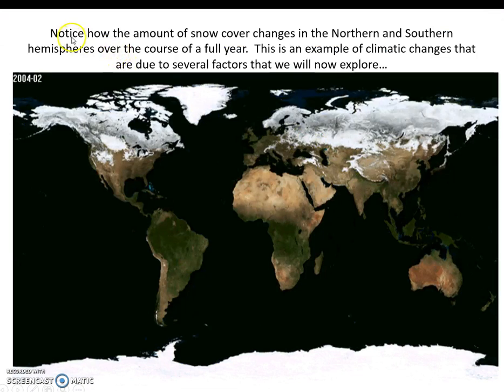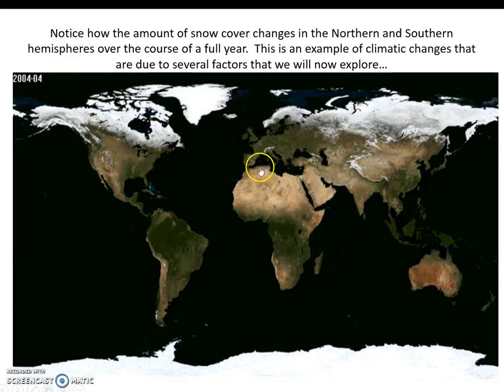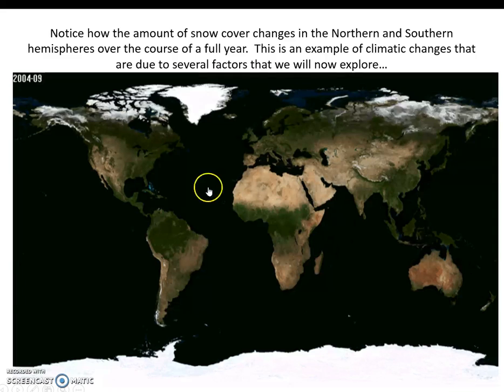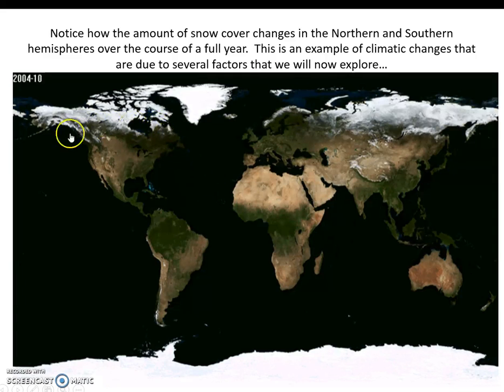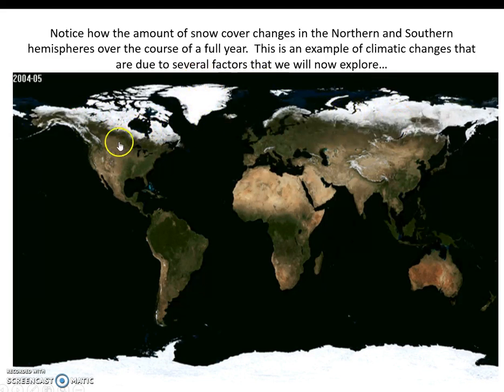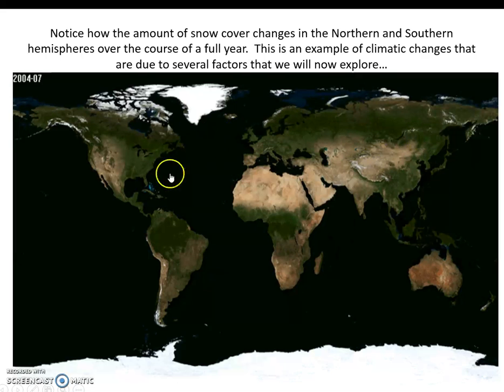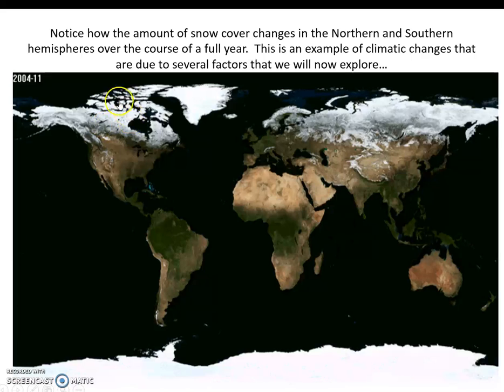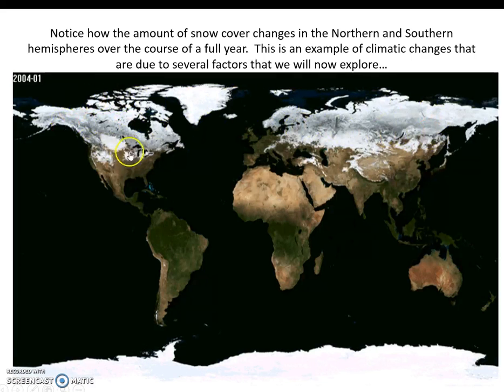Here is another image. This one shows the differences in precipitation really over the period of a year. And again, what you're seeing here in this case is snow cover changes in the world. And this one, for example, again is showing, in our winter time, the northern hemisphere of the world is covered in a lot of snow.